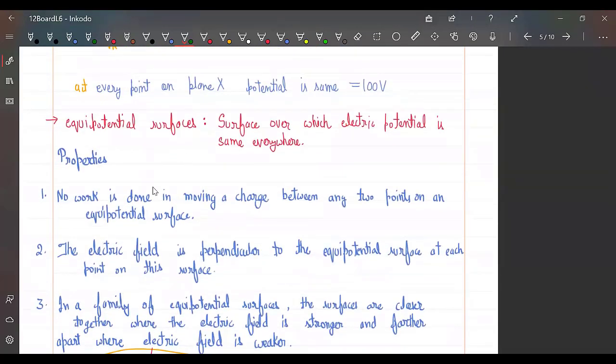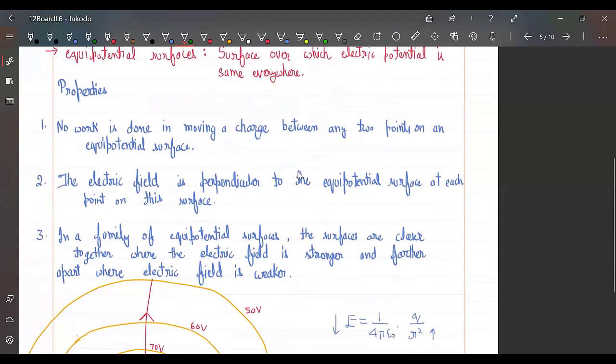So we define equipotential surface like this: a surface over which electric potential is the same everywhere. And a property of an equipotential surface is that no work is done in moving a charge between any 2 points on an equipotential surface. Why? Because change in potential is zero. If change in potential is zero, then delta U, which is Q delta V, is zero. That means change in potential energy is zero, so work done by external agent is zero.